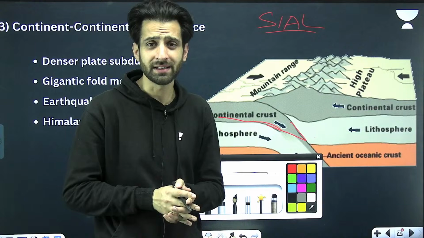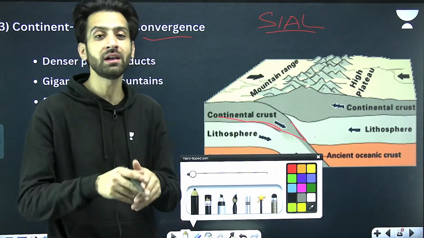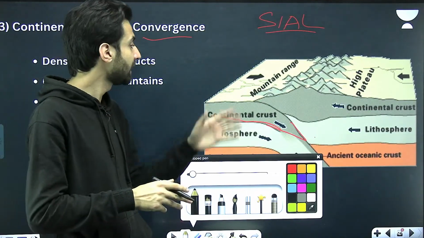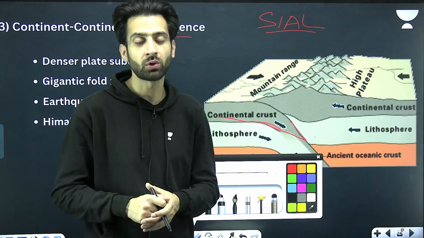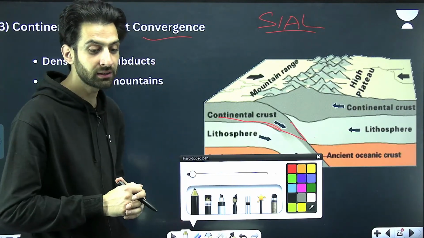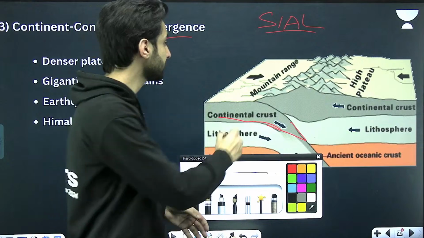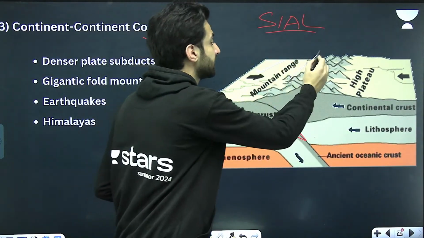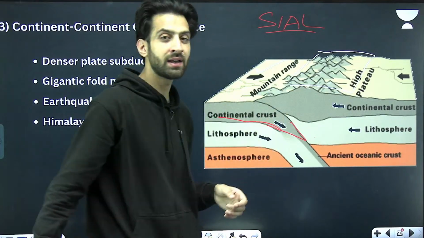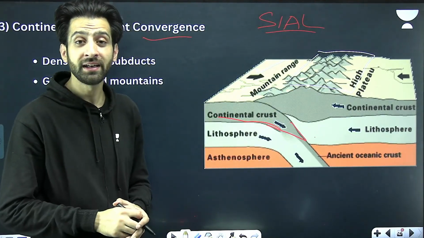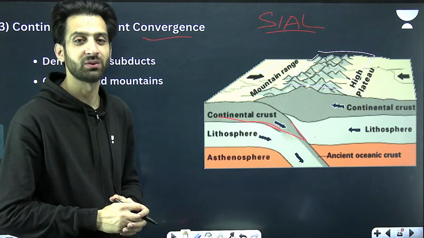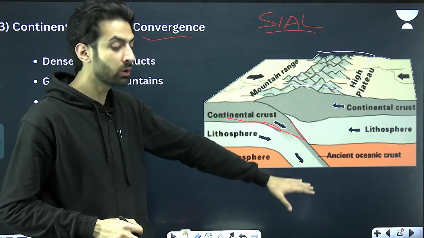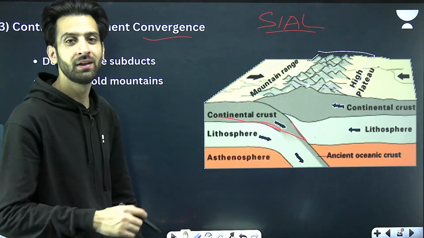As in the case of the Himalayas, the Himalayas have a very huge height. They are very high as compared to the Andes or Rockies and other convergence. Is it clear? This is the third type of convergence. So you will find the fold mountains here. You will find earthquakes, but you will not find trenches and volcanoes. There will be no volcanoes, there will be no trenches. Is it clear?